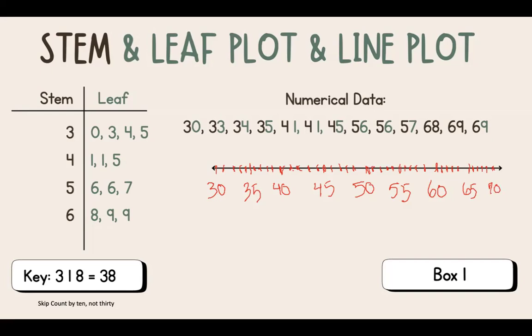All right, so now that we have all of our data inputted, we are now going to plot all of our numerical data. Well, how do we do that? According to a line plot, what we do is take a look at the number. In this case, let's take a look at the lowest value, which is 30. And what we do is we put a dot right above that number.